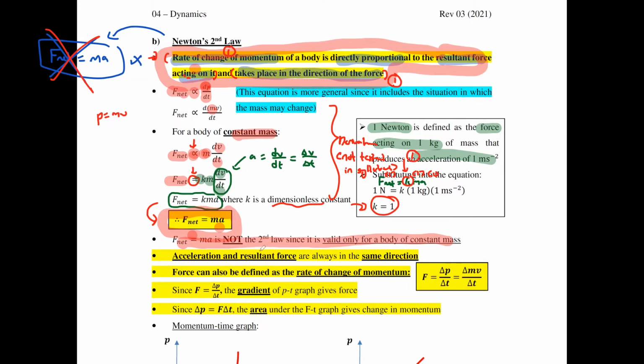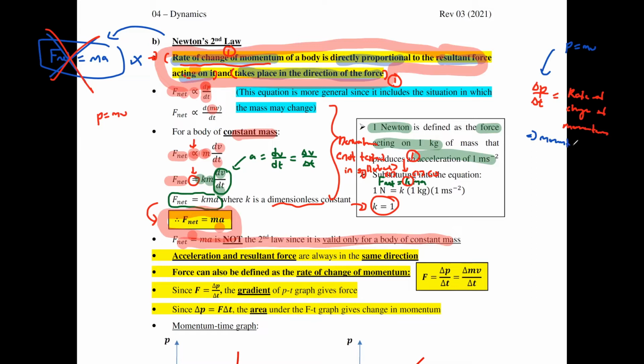Okay, so you see, why do I say it's not the second law? It's because it's valid only for a body of constant mass. For Newton's second law, as defined for you, the rate of change of momentum is directly proportional to the resultant force acting on it. This one here, rate of change of momentum is this. This is what you call rate of change of momentum.